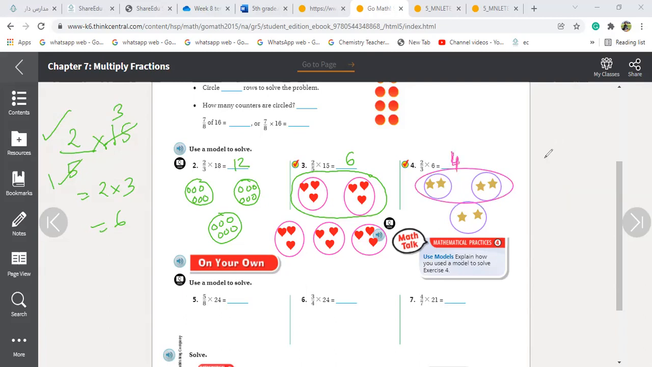What is the other way to do this? 3 times 1 and 3 times 2. Yes.